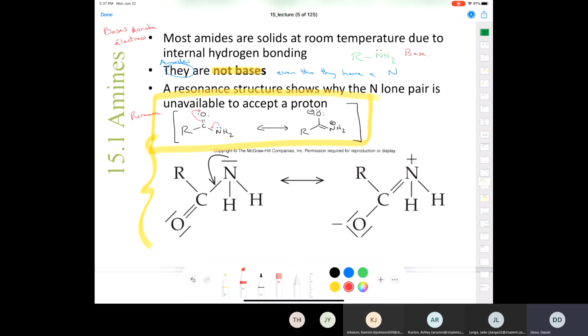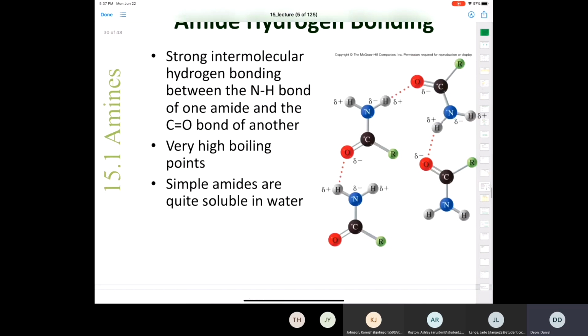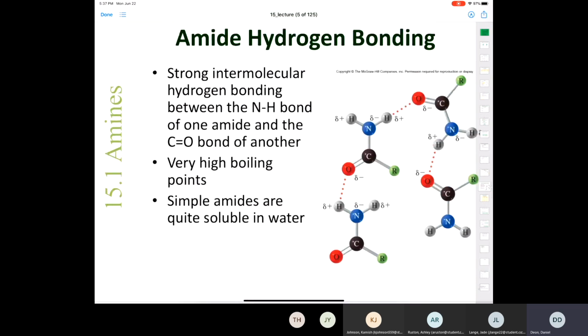In order for us to completely and fully understand chapters 18 and 19, you have to grasp this concept that I have inside that yellow box. All right, let's move on. So, amide hydrogen bonding. It says here the strong intermolecular hydrogen bonding between the nitrogen-hydrogen bond of one amide and the carbonyl of another.